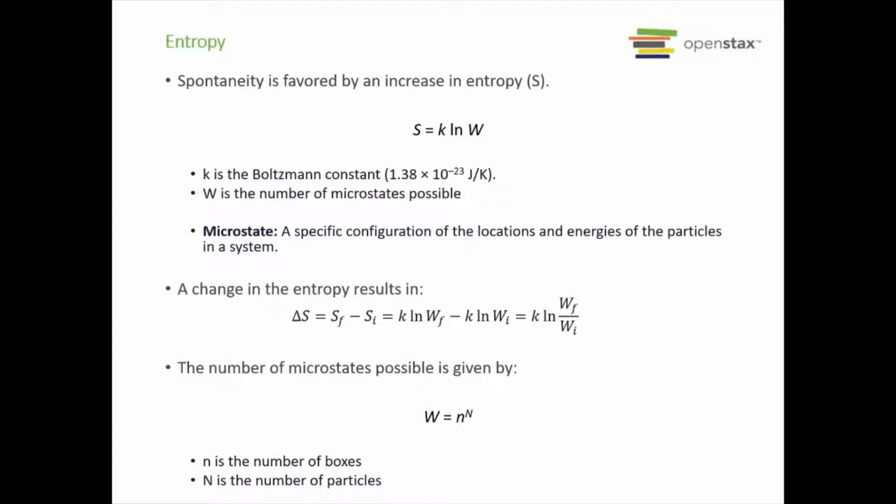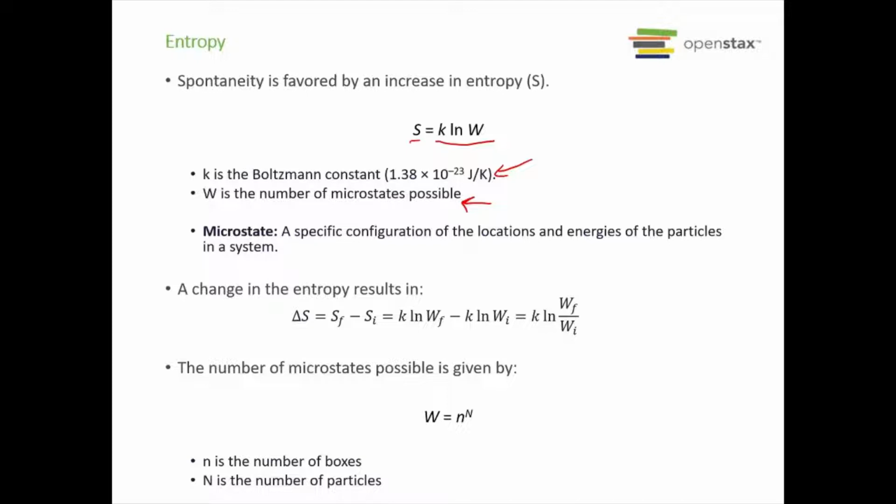Another way to think of entropy is disorder. And so we have this equation for it: S for entropy is equal to k ln W, where k is the Boltzmann constant, and W is the number of microstates that are possible. These are specific configurations of the locations and energies of the particles in a system.